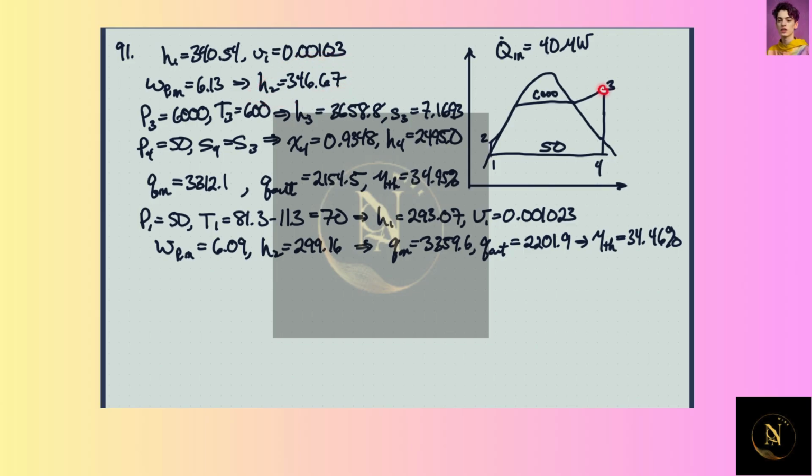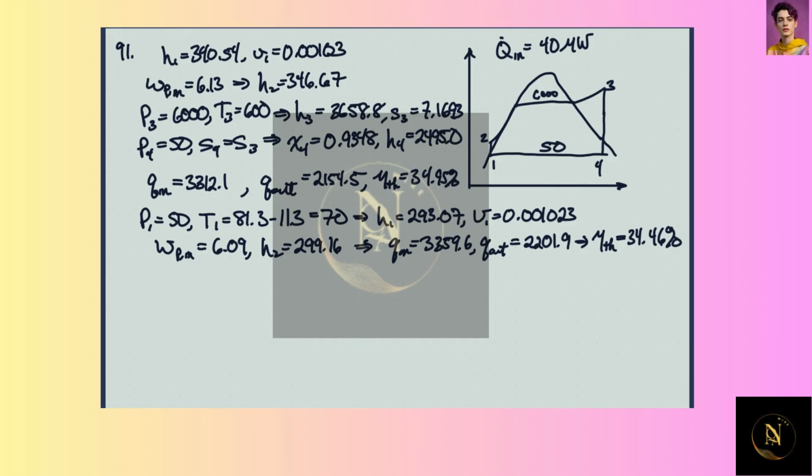So then we're given the temperature here, which is 600 degrees C, and we know the pressure, so we can get the enthalpy and the entropy. It's an isentropic turbine, so we know that S4 is the same as S3, and we know P4, so we can get the quality factor, and we can get H4.